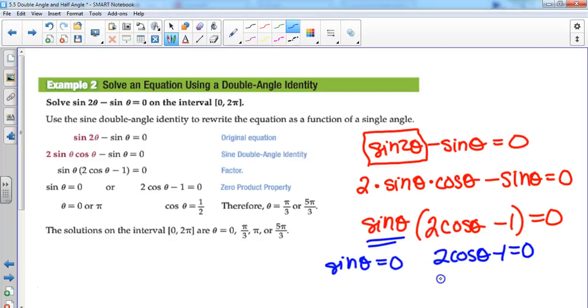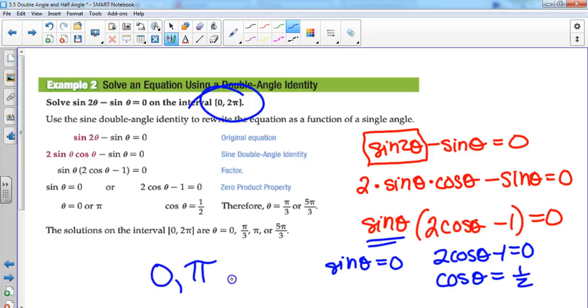Don't divide because you will lose half of your solutions. Okay, the cosine is 1/2 or the sine is 0. So check out your unit circle. It says between 0 and 2 pi in the directions. Where's the sine 0? 0, 2 pi, and 1 pi, right? Isn't the sine 0 at 0 and pi?